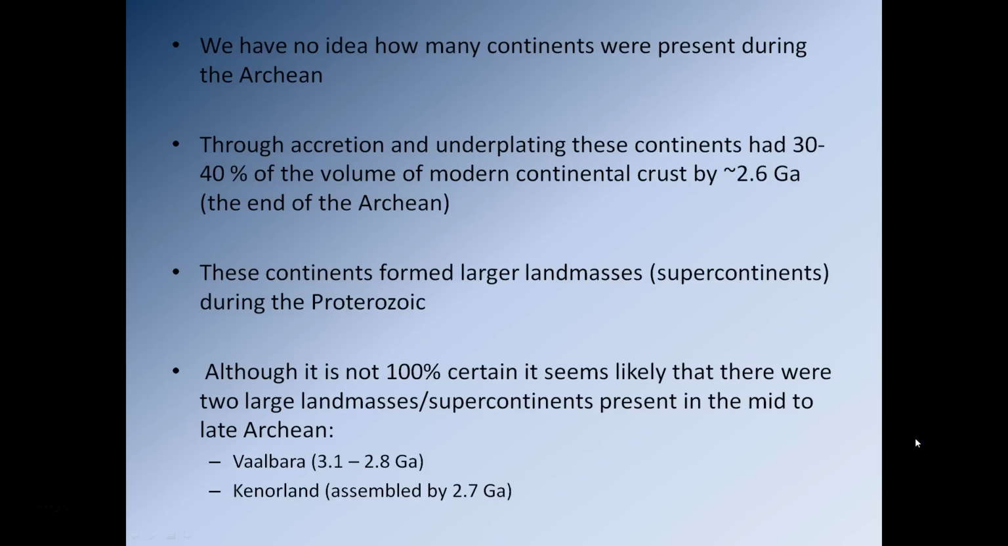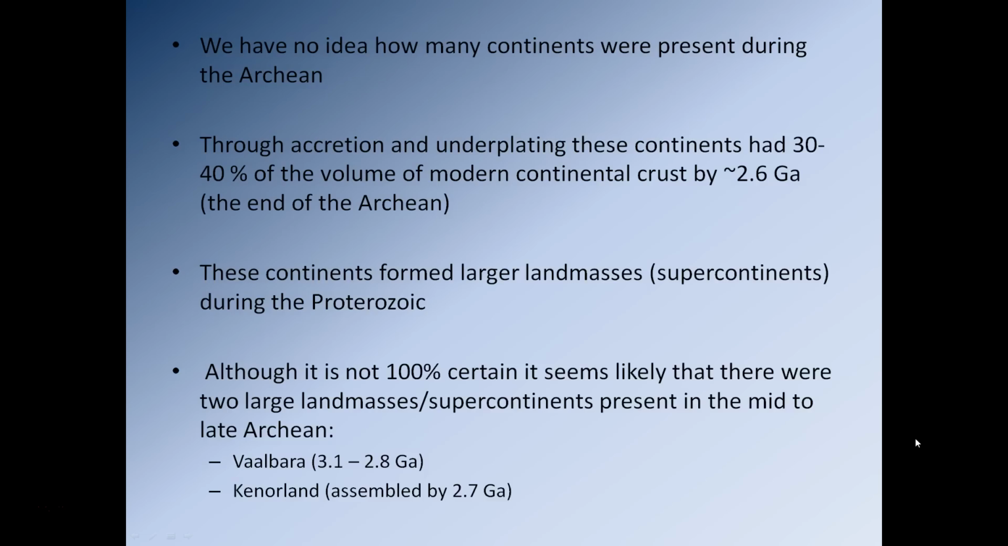So we have no idea how many continents were actually present during the Archean. Through accretion and underplating, these continents had probably about 30 to 40% of the volume of the modern continental crust by about 2.6 billion years ago. That's the end of the Archean. And these continents formed larger land masses, otherwise known as supercontinents, during the Proterozoic.